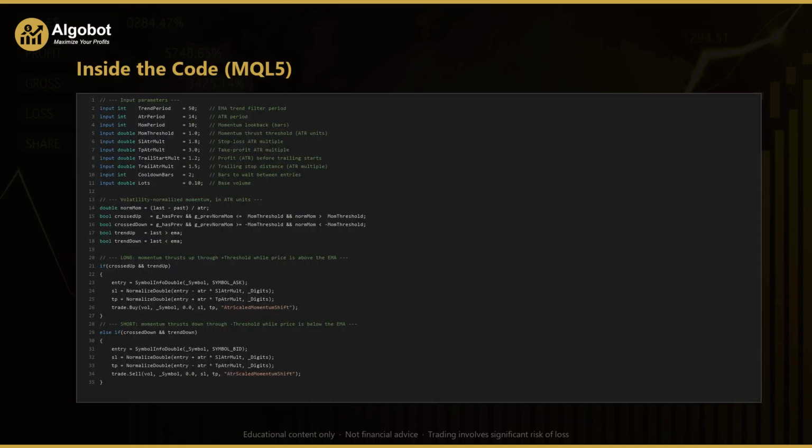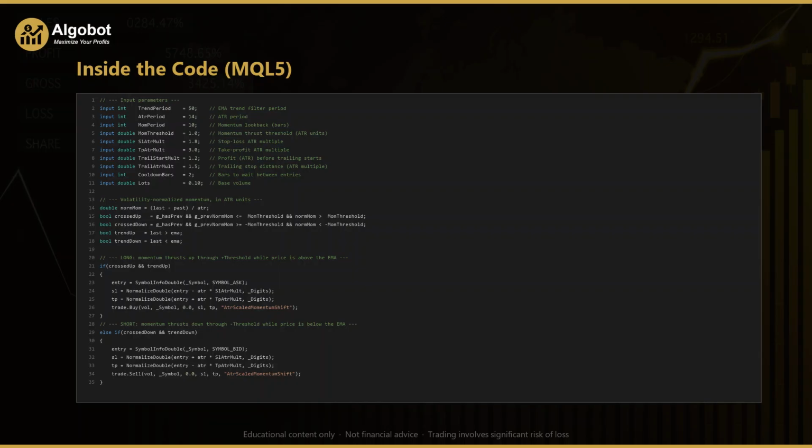Let's look at the actual MetaTrader 5 code driving this. At the top are the input parameters you can adjust in the tester. TrendPeriod sets the moving average length. ATR period sets the volatility window. MomPeriod is how many bars back the momentum measurement reaches. MomThreshold, defaulting to 1.0, is how many ATR units of momentum are required. The stop-loss and take-profit ATR multiples default to 1.8 and 3.0, and there are trailing, cool-down, and base lot settings as well.